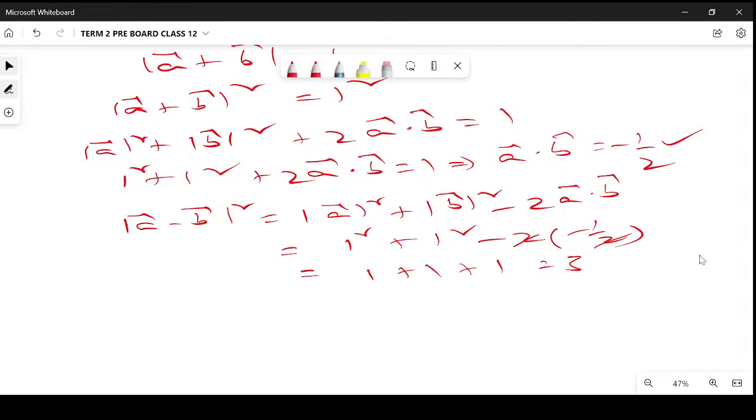Therefore mod a bar minus b bar will be root 3. Magnitude, only the positive value I can consider. So the magnitude mod a bar minus b bar is equal to root 3. So this is the second problem.